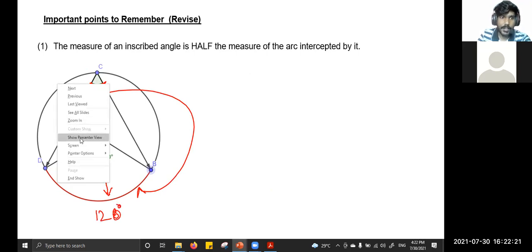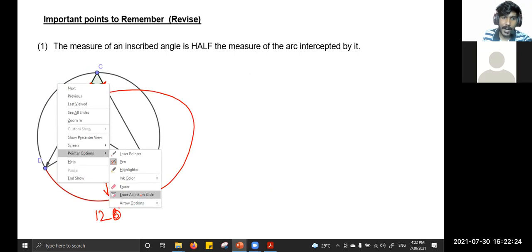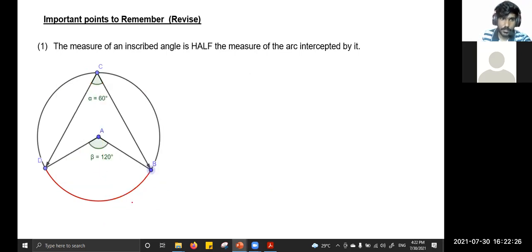And if the measure of the arc is 120, as you know, the measure of the arc and the measure of the central angle should be the same. So this is a central angle. So the central angle is also 120 degrees. And this is the inscribed angle, which should be half of 120, which is 60. Did you understand this? What all I said just now? Yes.